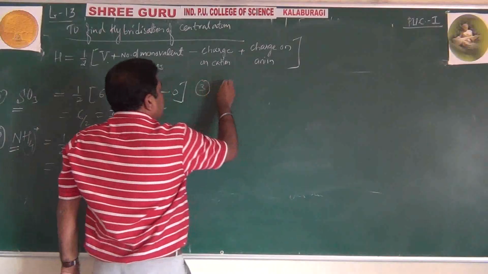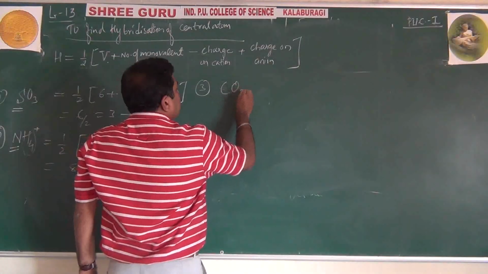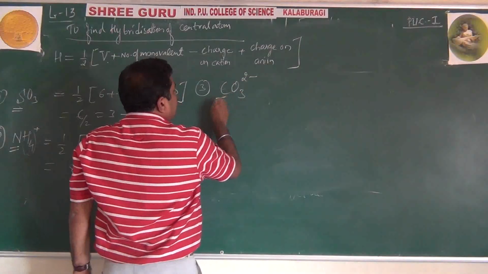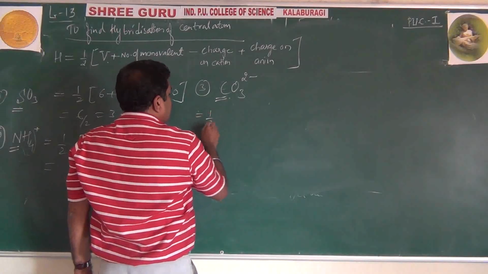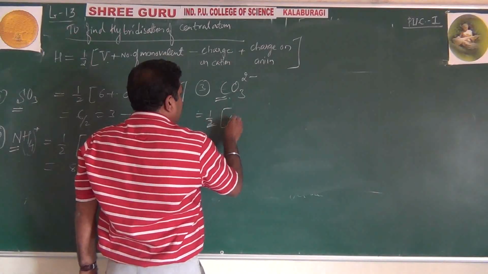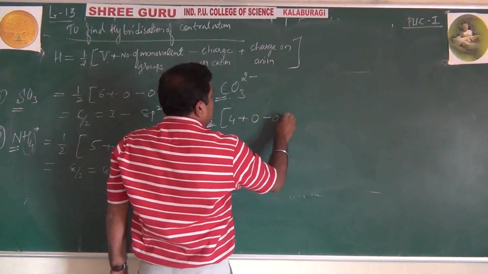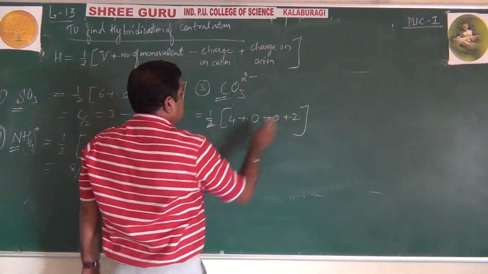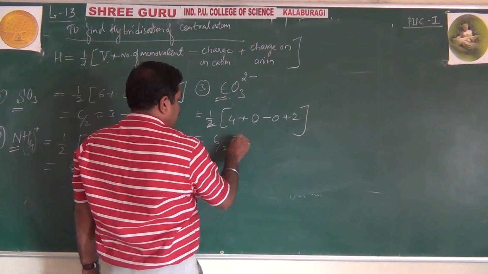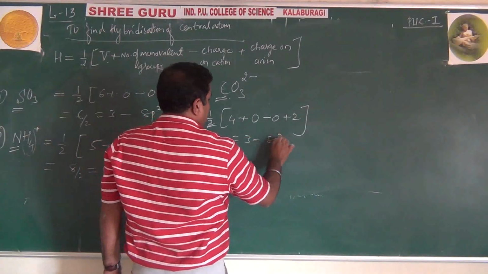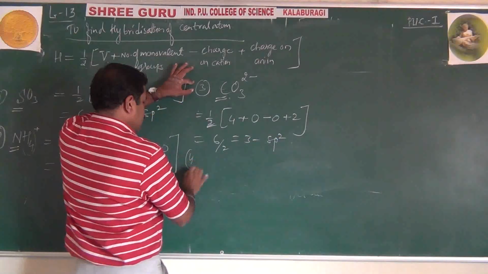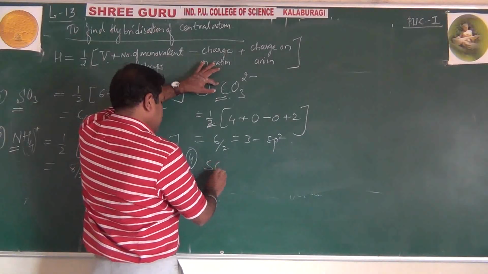Third example, if it is CO3 2 minus carbonate radical, carbon. Okay. 1 by 2. Valence electron of the carbon 4. No monovalent group, 0. Plus 2 charges. So 6 by 2, 3. sp2. Over and out.